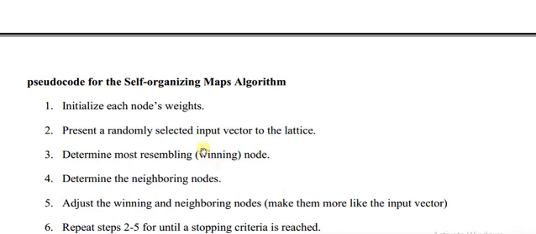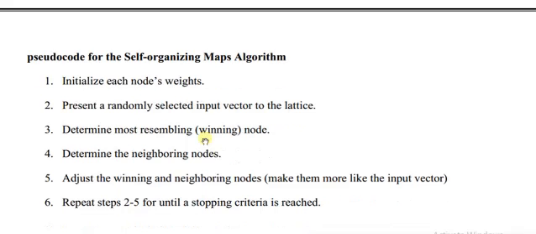So what is the pseudocode for the SOM algorithm? The self-organizing map initially initializes each node's weight, then presents a randomly selected input vector to the lattice, then determines the winning node, that is the most resembling node, then determines the neighboring nodes, then adjusts the winning and neighboring nodes and makes them more like the input vector. Then we repeat steps 2 to 5 until a stopping criterion is reached. So this is how SOMs work.